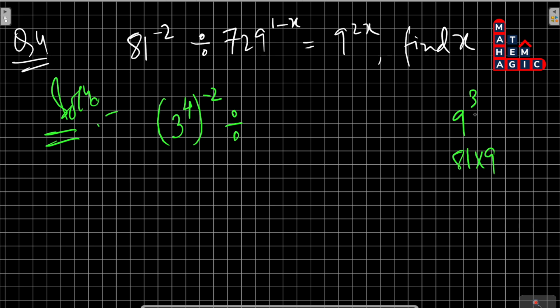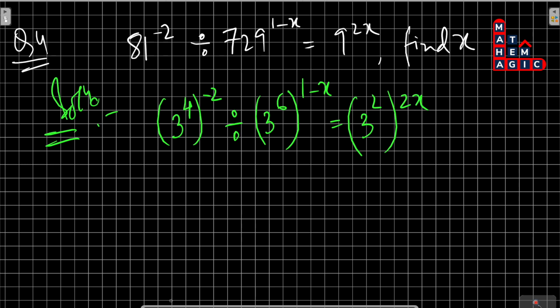Anyway, 9 is a composite number, right? So we cannot leave it like this. We have to write 9 as 3 square and then whole power 3. So it's basically 3 to the power 6. Just remember it is 3 to the power 6. Please remember these bigger numbers as exponent forms. So I'm replacing it by (3^6) whole to the power 1 minus x, and that side 9 is 3 square, but there is another power, that is 2x.